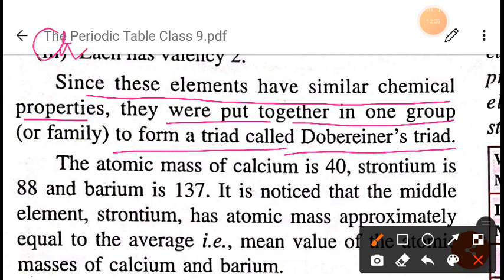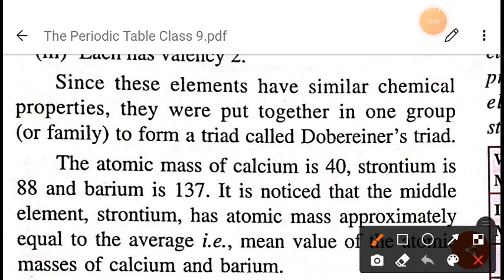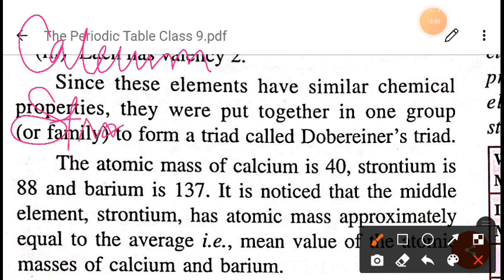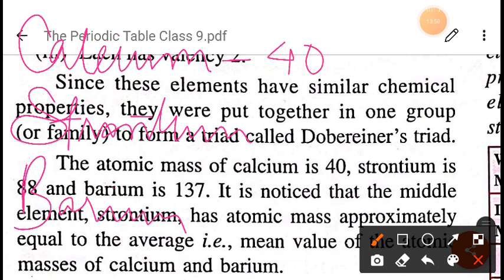Okay, so when you see calcium, strontium and barium, let me write it clearly. Calcium, strontium and barium. Calcium has an atomic mass of 40, and barium has an atomic mass of 137.